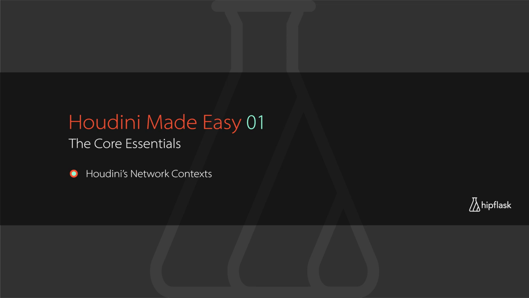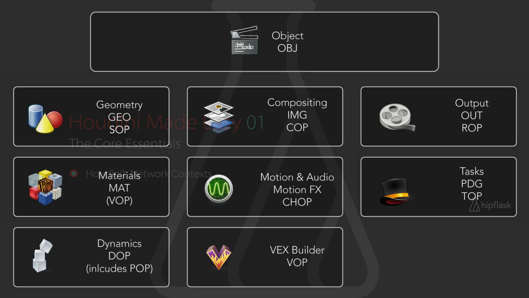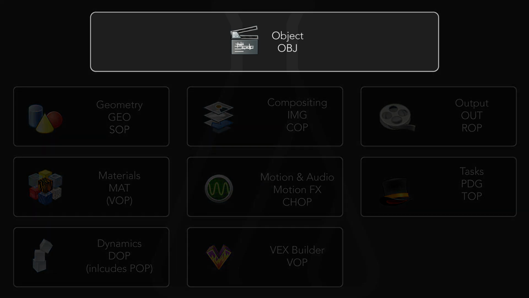In this lesson, we're going to take a look at each of Houdini's network contexts and learn what they're for and when we'd use them. The object context, or what is also sometimes referred to as the scene level, is the network context that we've been working in so far throughout this course.